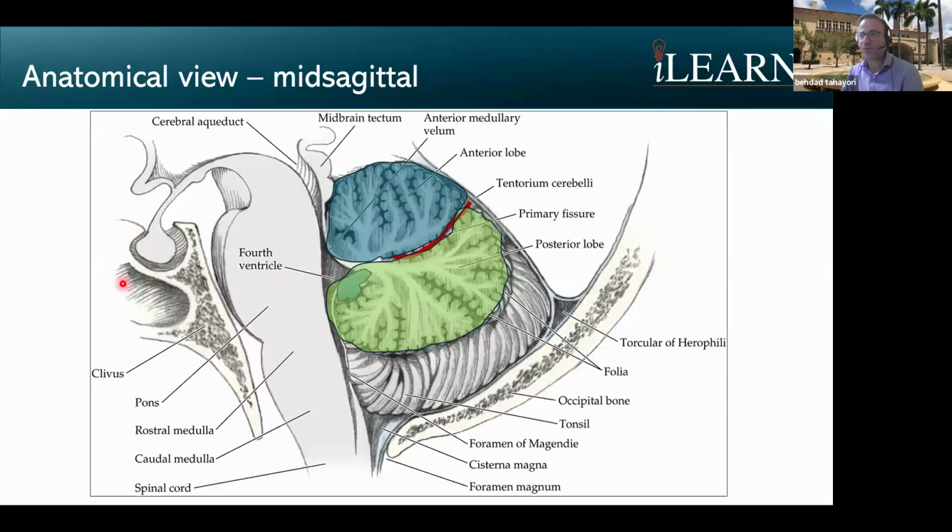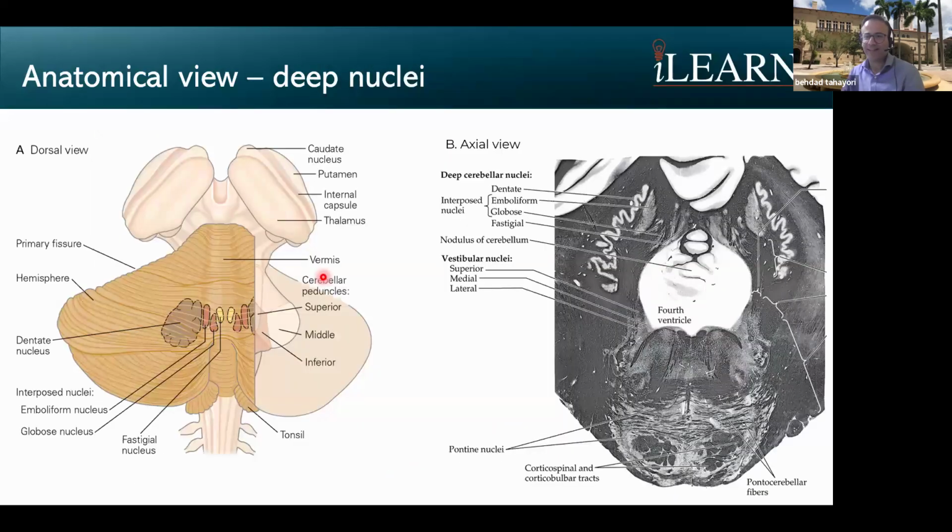All right, I want you to develop your imagination. If we make a horizontal or an axial cut, we expect to see this nodulus kind of hanging in the fourth ventricle. And you will see that actually. All right, that's it. So this is an axial cut. Actually, I start from this view. This is an axial cut of the cerebellum. And this is the fourth ventricle. And again, you see the nodulus here. All right. Now let's go to part A, or dorsal view again.